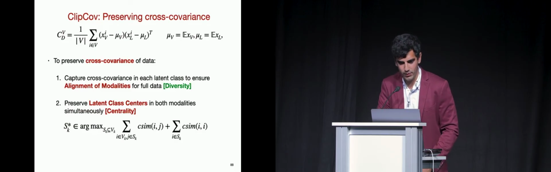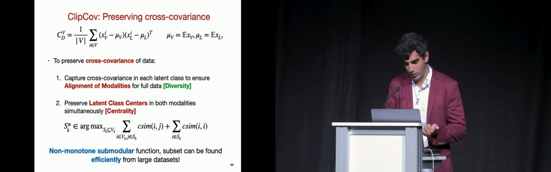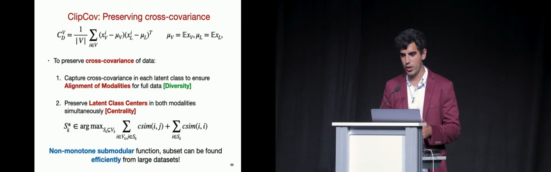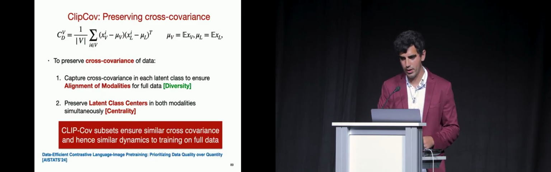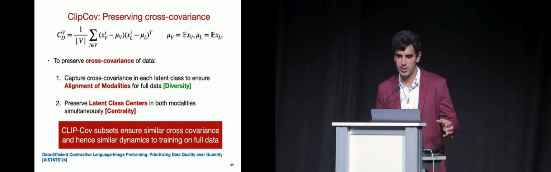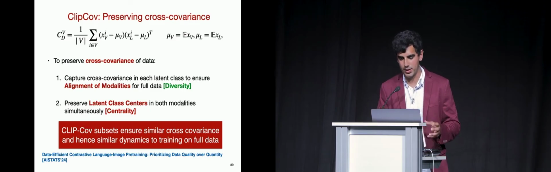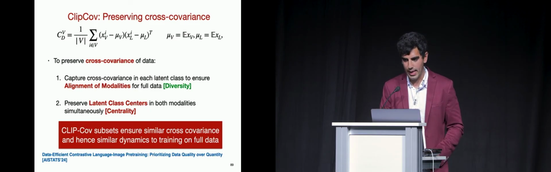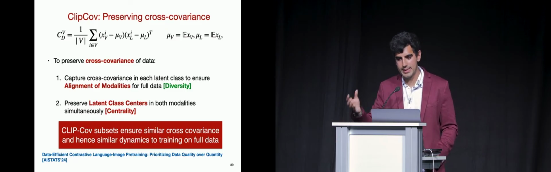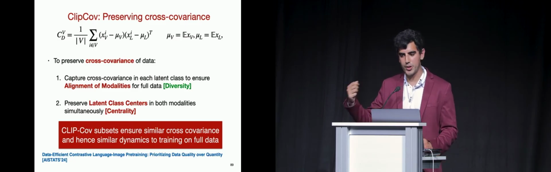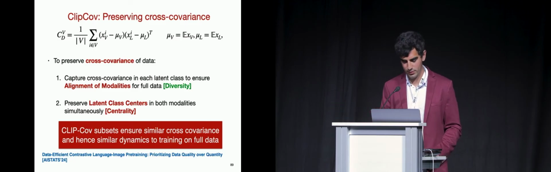So putting things together, we want to preserve the cross covariance of each latent class to ensure alignment, and that's the diversity part of our objective. We want to preserve latent class centers in both modalities simultaneously, and that's the centrality part of our objective. And we have this objective that's just a sum of those two sub-objectives we defined. That is our final objective for what subsets are good. And again, this is a set function. In this case, it's a non-monotone submodular function. But again, because it's submodular, we can efficiently find this from large data sets.